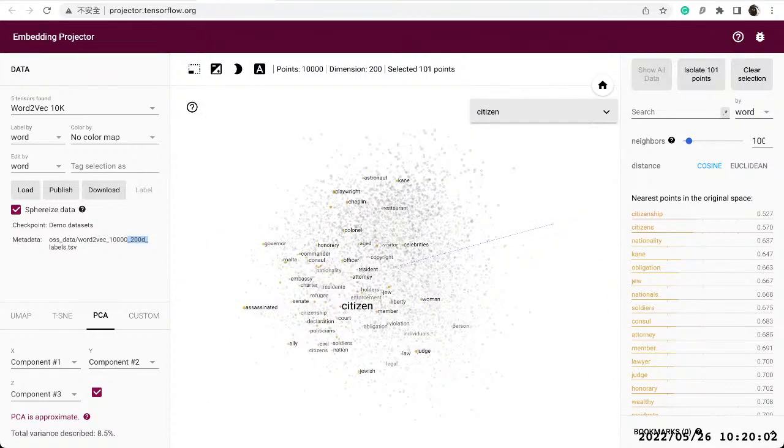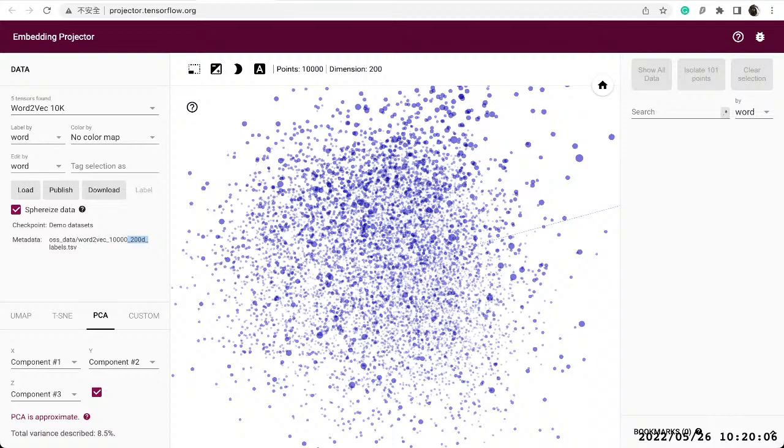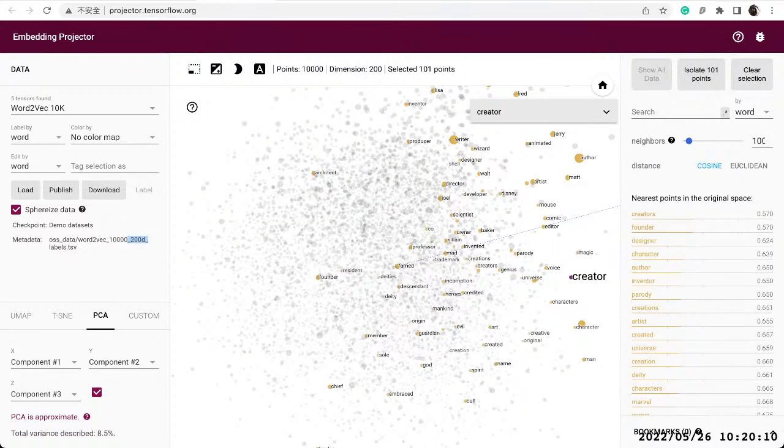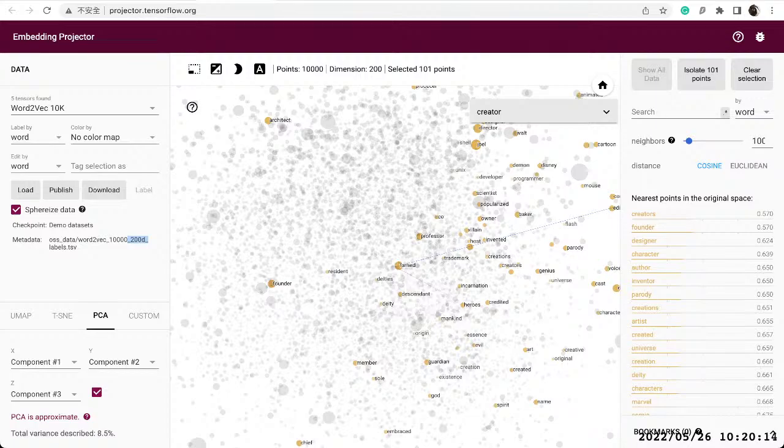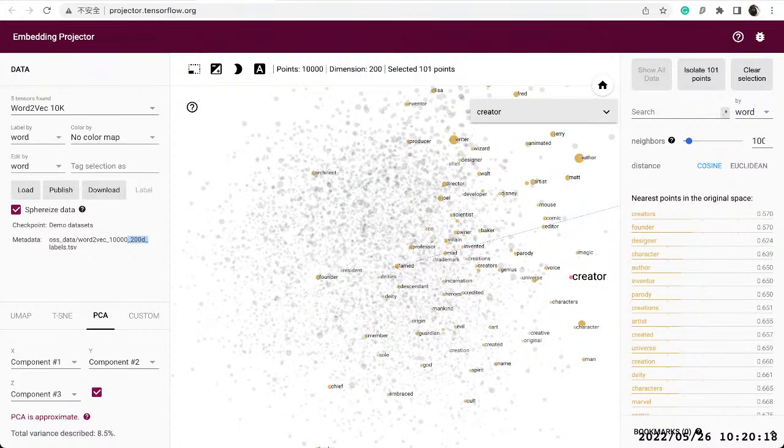So we pick a word which is far away from the center. I click a data point in this 3D projector, and the word I select is creator. At the right hand side, it shows there are several different words near this point in the space. So I click creator. Other words near creator are founder, designer, character, author, inventor, and so on. So those words are embedded into the embedding space, and they are close to each other because they have similar meanings. We mentioned it before.